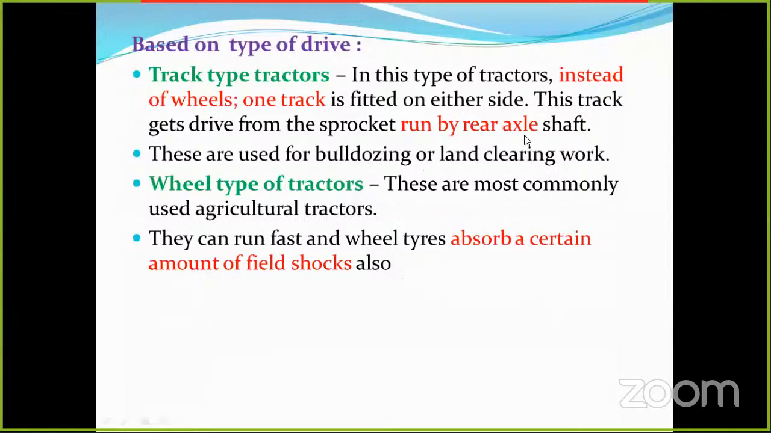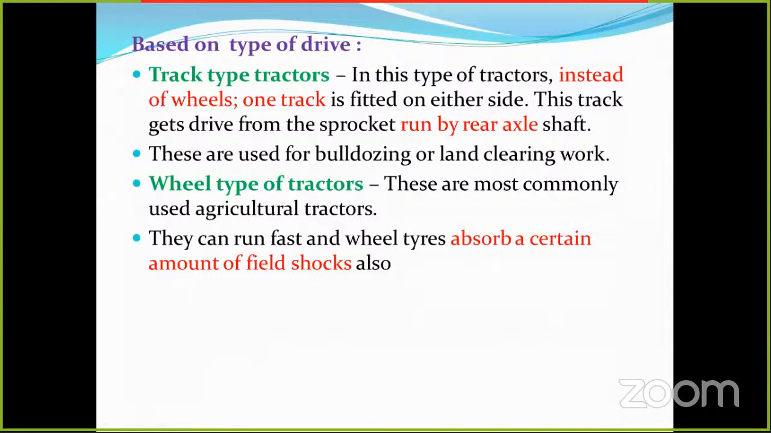Next, based on the type of drive. Already I told you, track type. In previous days, track type tractors were there. Later it was converted to pneumatic tires, that is, wheel type tractors. In the track type of tractors, power will be transmitted at the rear end, that will operate the entire engine.